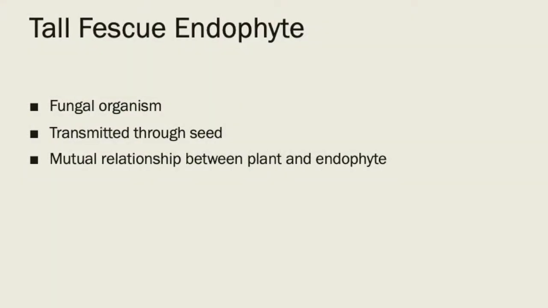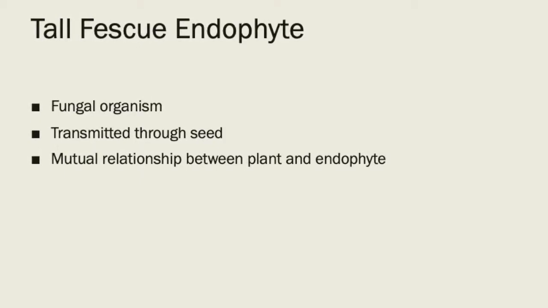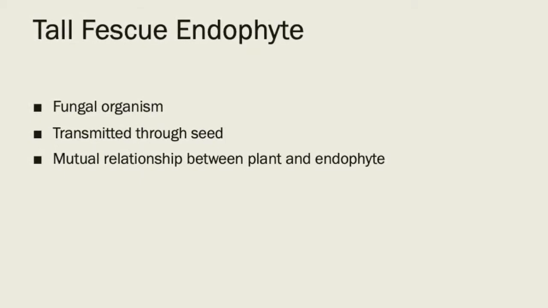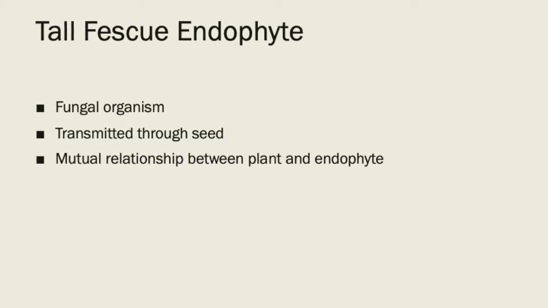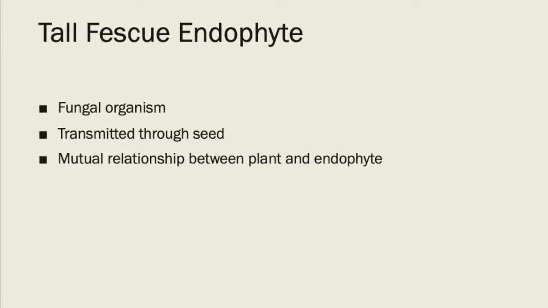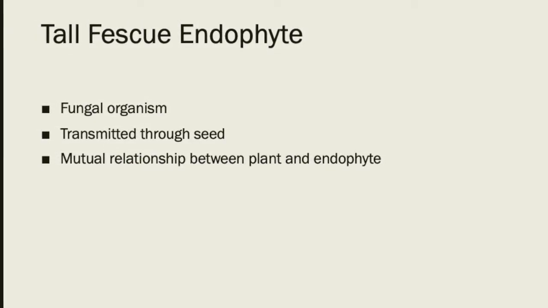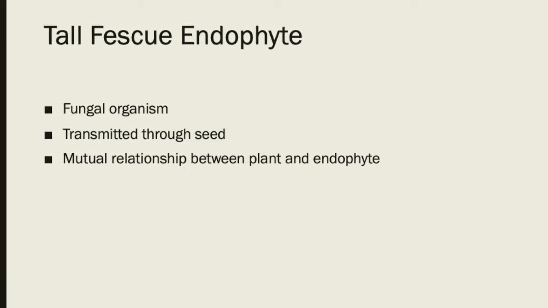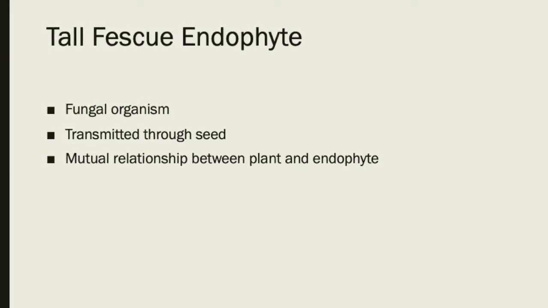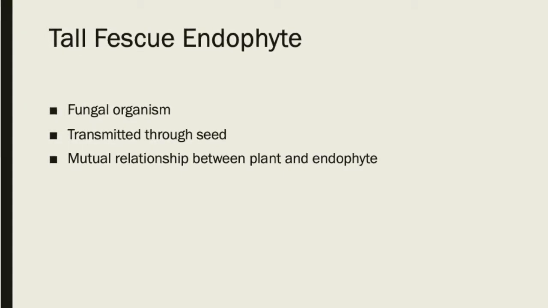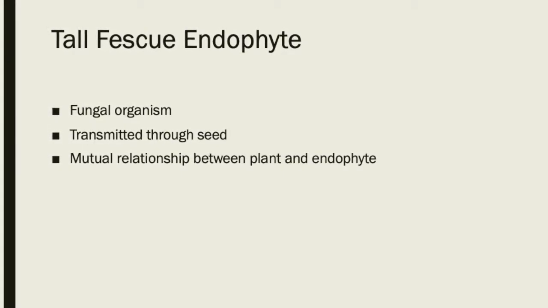The tall fescue endophyte is a fungal organism that is related to ergot. Infected plants are produced through the seeds. Therefore, the seeds can be spread through infected hay or through cattle that have recently grazed infected tall fescue.